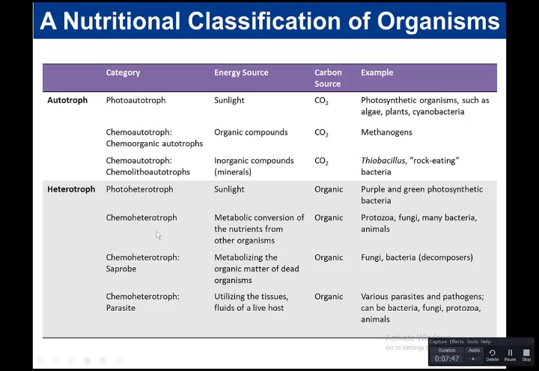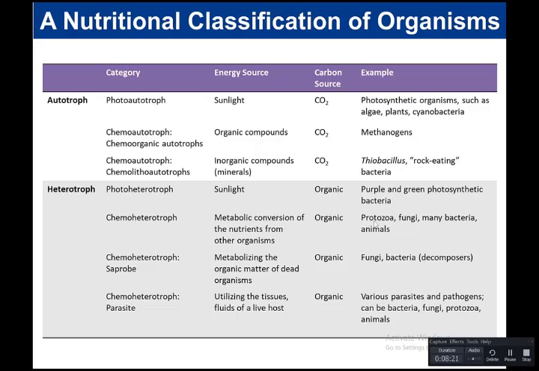Chemoheterotroph, right? A chemoheterotroph is going to use chemicals for energy. So the metabolic conversion of nutrients from other organisms. They will utilize organic compounds for carbon source. And so organisms that would fall in this category would be protozoans, fungi, many bacteria, animals like ourselves, etc. So this is a very big group of organisms, right? We are chemoheterotrophs. We have to consume our food in order to survive.